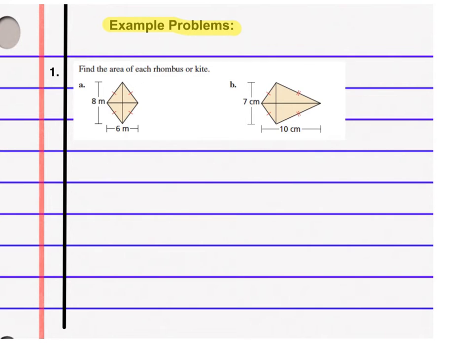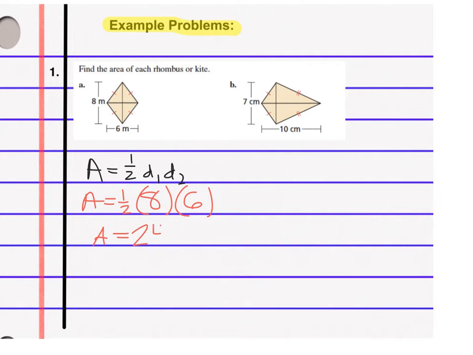So example 1, it says find the area of each kite or rhombus. So for kite and rhombus, I'm using my area equals 1/2 D1 times D2 formula. So these ones are pretty straightforward. I'm just going to plug in my numbers. D1 and D2, the order does not matter since you're multiplying. So I can say 8 times 6 or 6 times 8. They're both 48. Remember to take half or divide by 2.